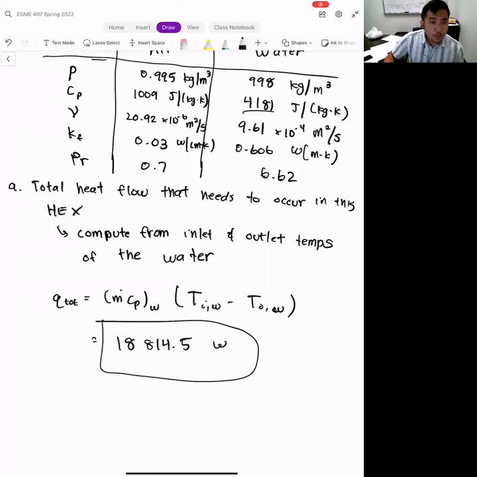So that's the heat exchanger part of this problem. And so part B is going to ask us to compute the convection coefficients of both flows.